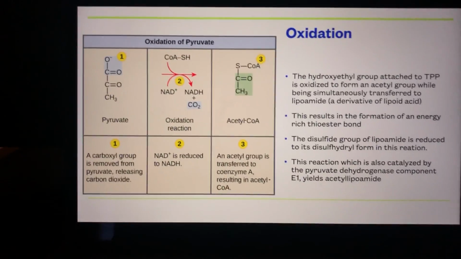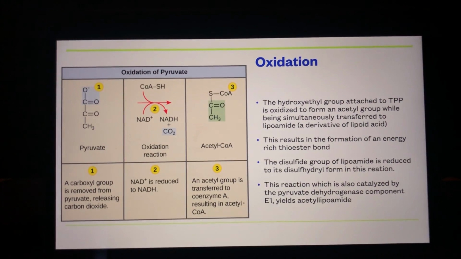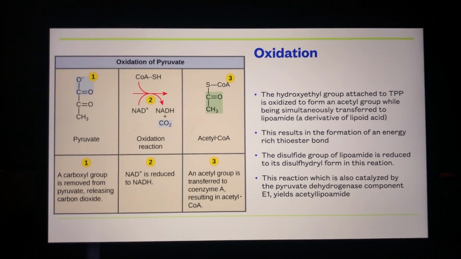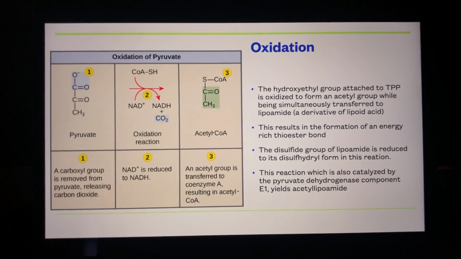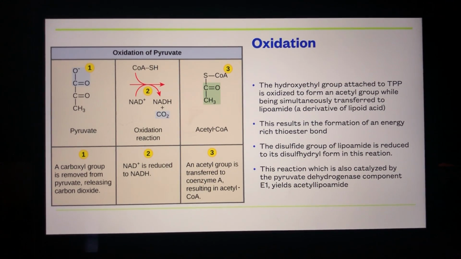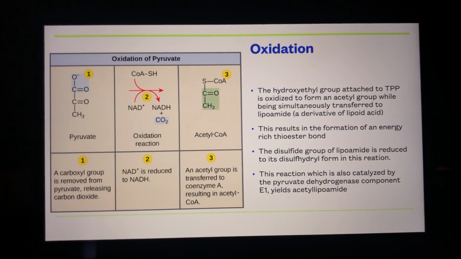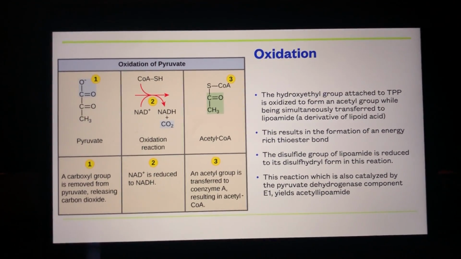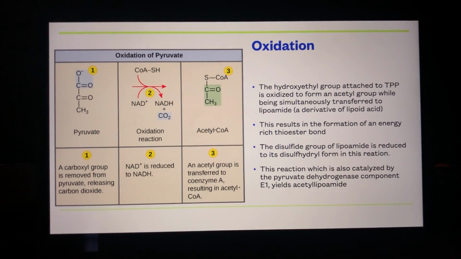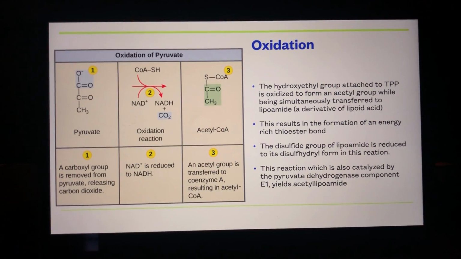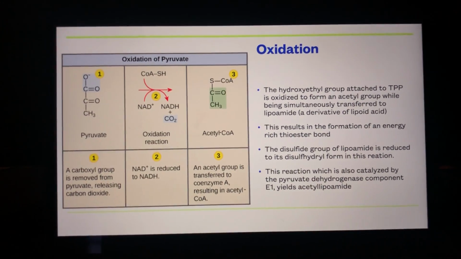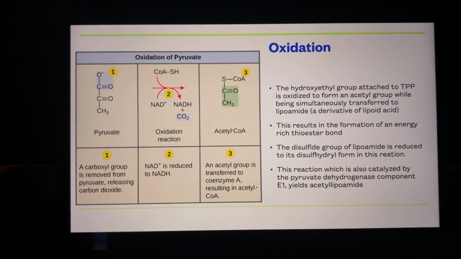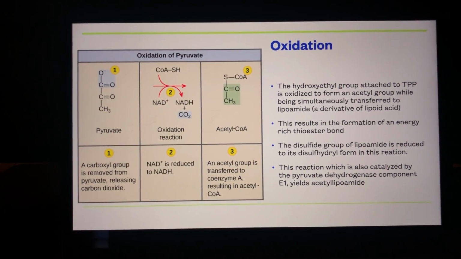And the next step is the oxidation step. In this, the hydroxyethyl group attached to the TPP is oxidized to form an acetyl group while simultaneously being transferred to lipoamide, which is a derivative of lipoic acid. This results in the formation of an energy-rich thioester bond. The disulfide bond of lipoamide is reduced to its disulfhydryl form in this reaction. This reaction, which is also catalyzed by the pyruvate dehydrogenase component E1, yields acetyl lipoamide.